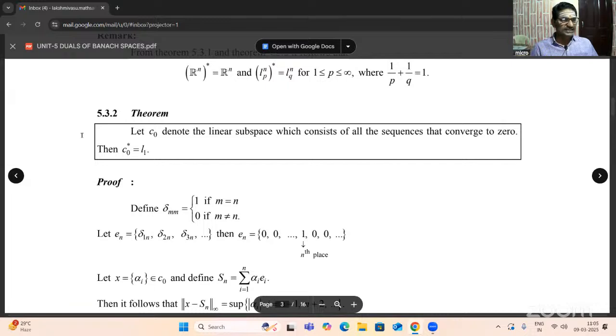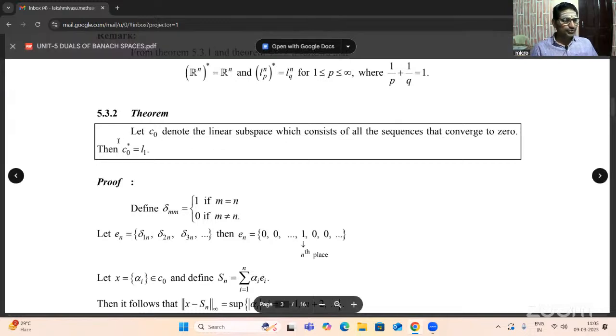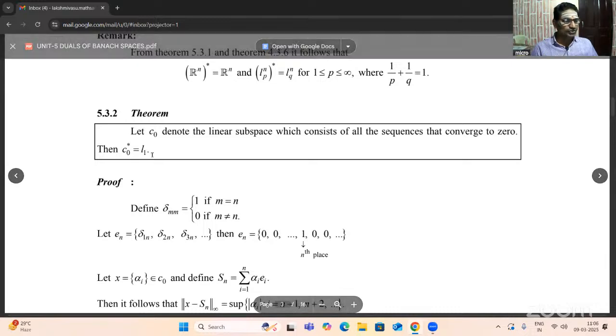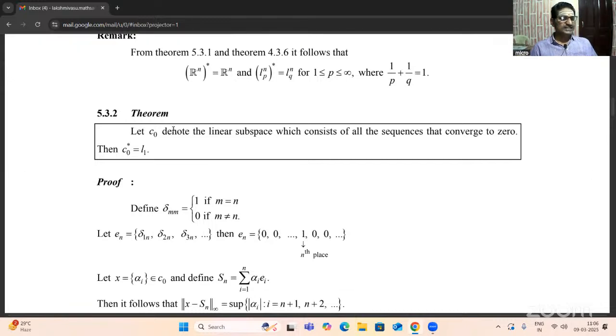C naught means the linear subspace of all the sequences that converge to 0. So the dual of C naught equals l1. Don't forget this one.